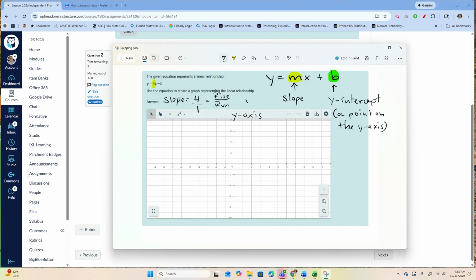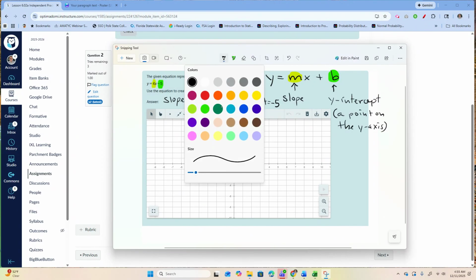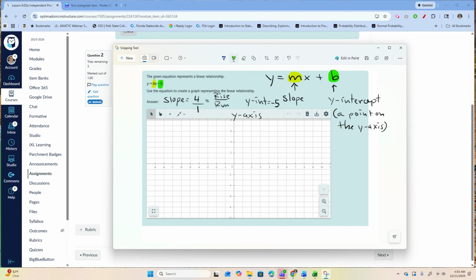And now we're going to identify the y-intercept. Who's the y-intercept? That's the number that is adding or subtracting the x, which in this case is minus 5. So we're going to start with the y-intercept. I'm going to put the point -5 on the y-axis. So here's -5, so 5 is right here. We started there. And now remember that to draw a line, you need 2 points. Right now, I only have 1 point.